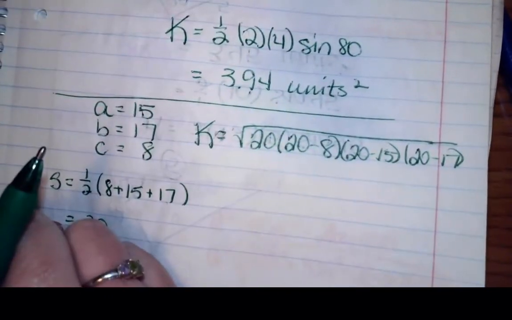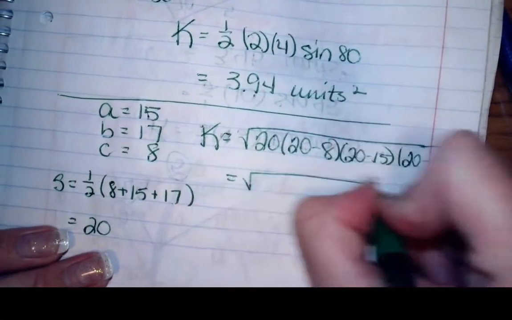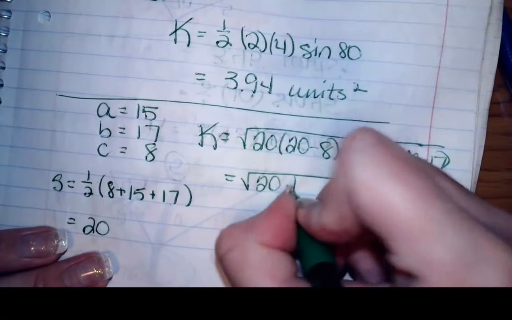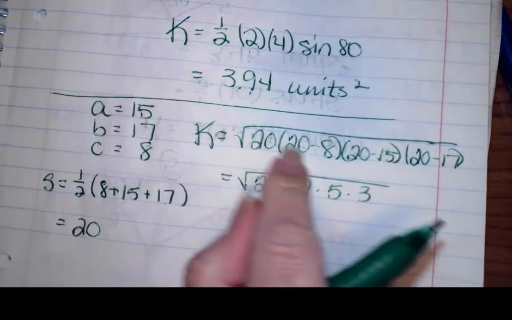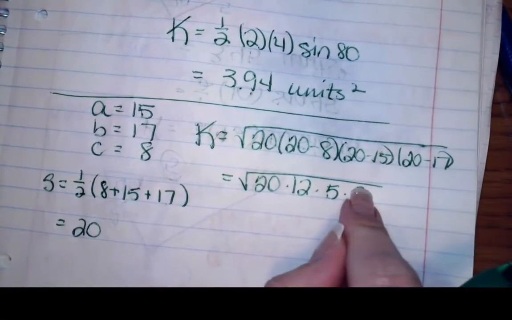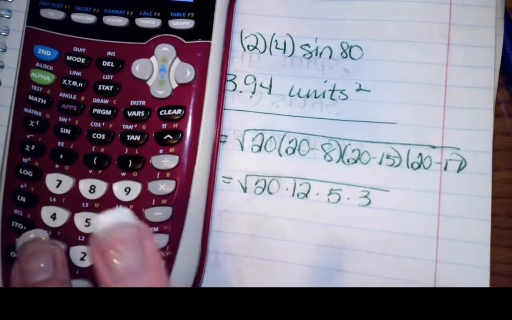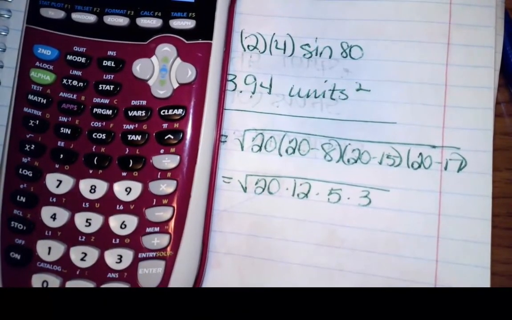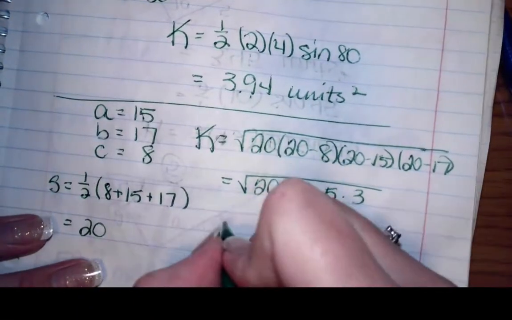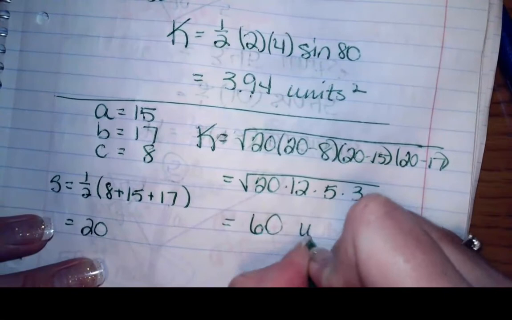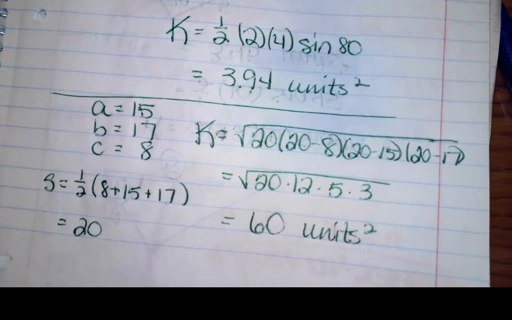So again, either let your calculator do all that work, or we can simplify our input a little bit and do 20 times 12 times 5 times 3. So 20 minus 8 is 12, 20 minus 15 is 5, 20 minus 17 is 3. So the square root of 20 times 12 times 5 times 3 gives me 60. And that makes me happy because it is not anything rounded. So it ended up being a very, very pretty area.